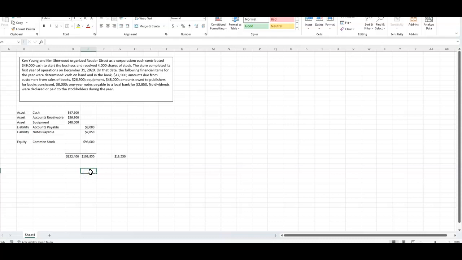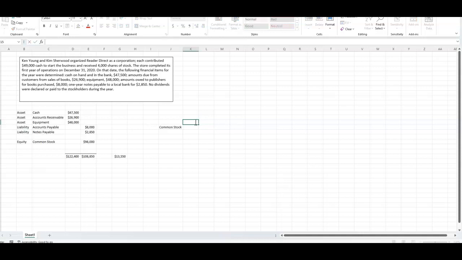Now if we take our little equation here and update it, we're off by $13,550. And so what we have to remember, what are the things that change capital from one business period to the next? First, it's common stock. We could increase it by issuing stock, or you could decrease it by purchasing our own stock.